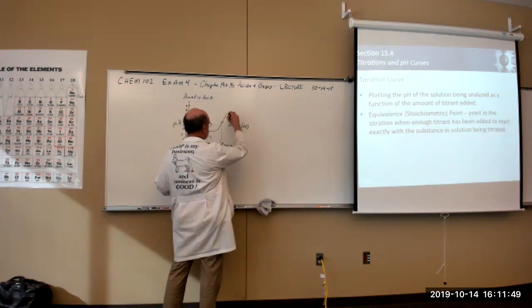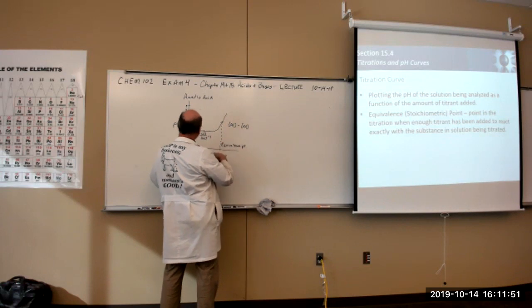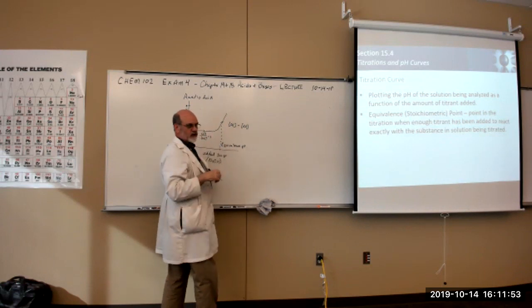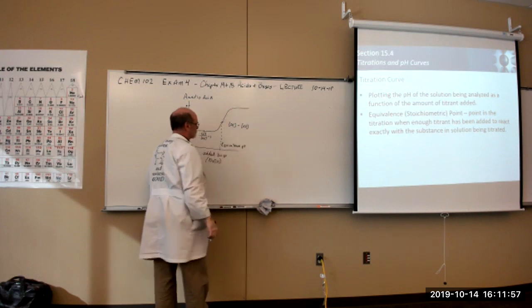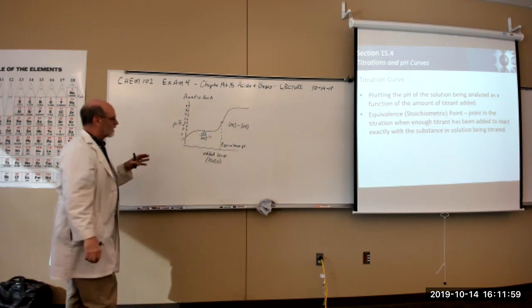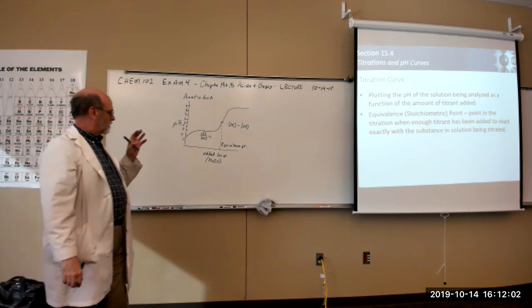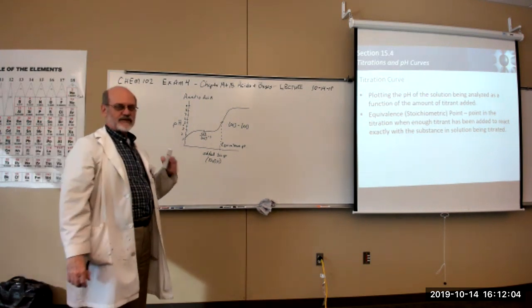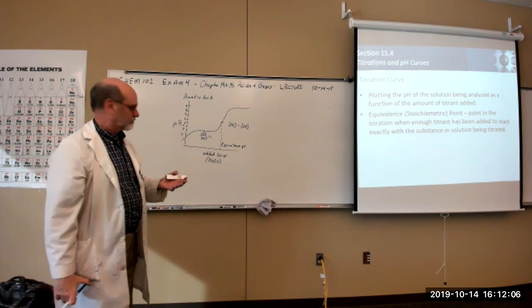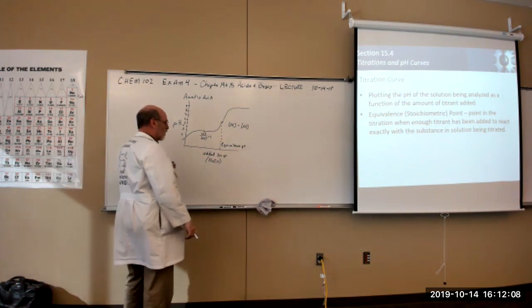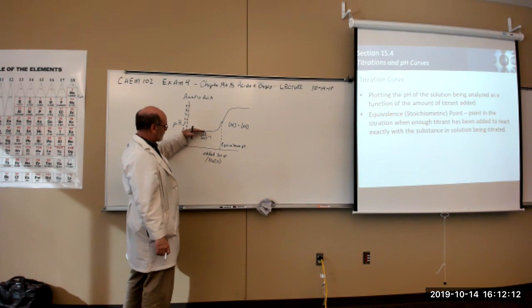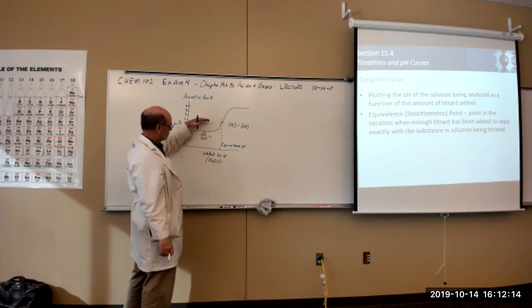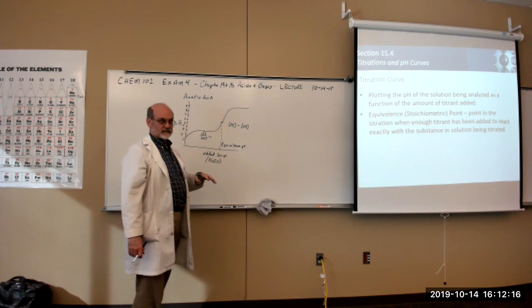But eventually you get to the point where adding more base doesn't significantly increase the pH. So the curve flattens out. So that's a typical titration curve for a weak acid, strong base. Now, depending on which weak acid, this right here will move up and down at a different position.